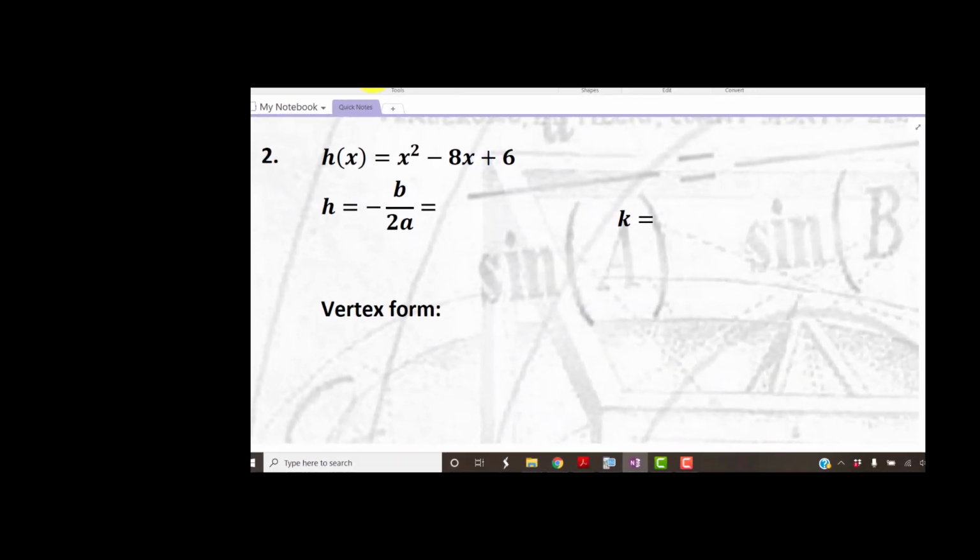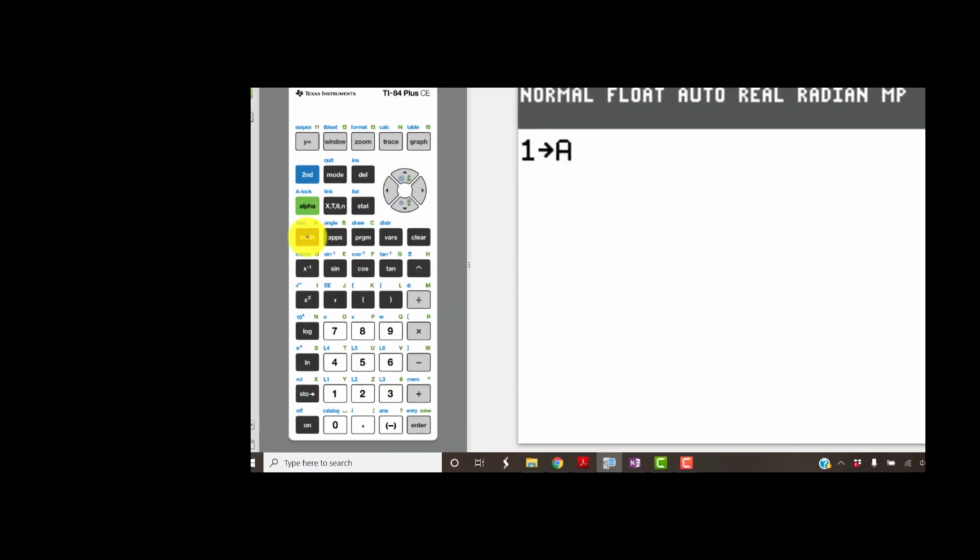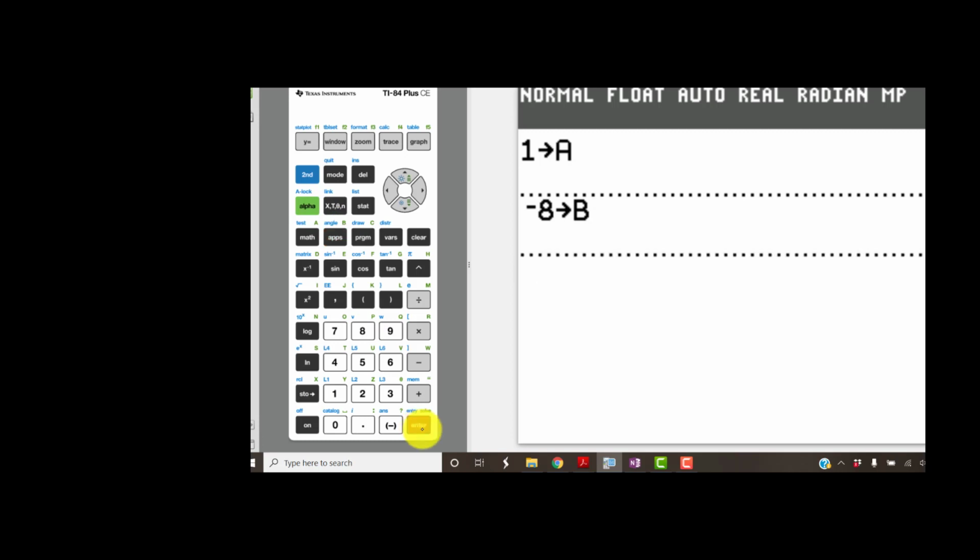All right, here is the first example from your notes. So what is negative b over 2a? Again, I'm going to use my calculator, okay? a is 1, b is negative 8, and c is 6. Okay, so let's store these values in the calculator. So 1 stored in a, negative 8 stored in b, and 6 stored in c. So again, you need to know how to store these values. Here we go.